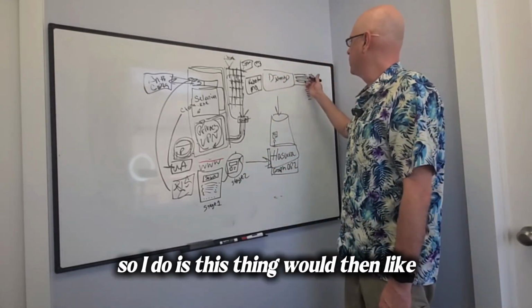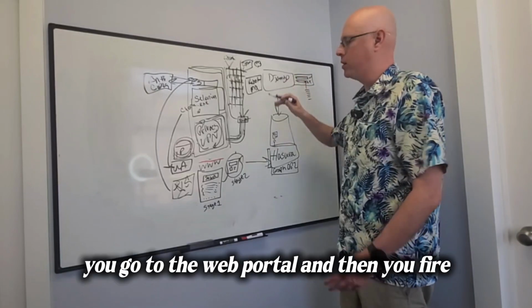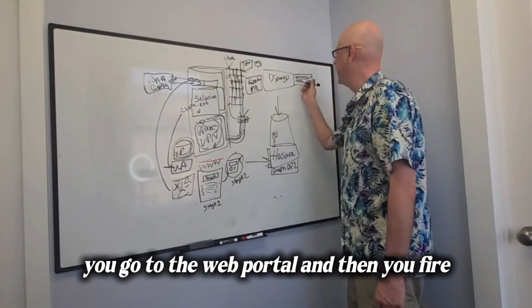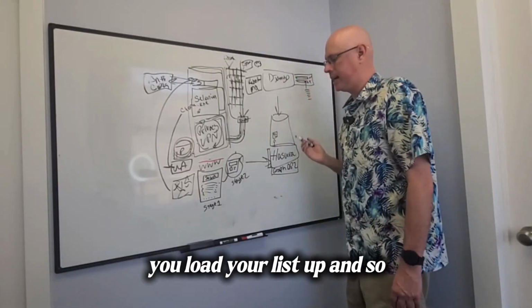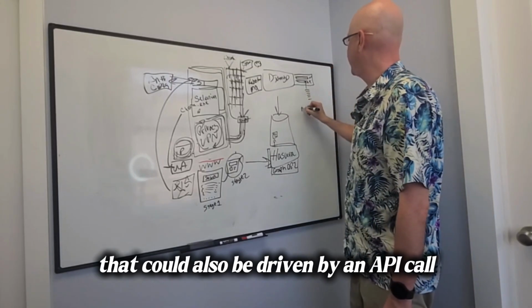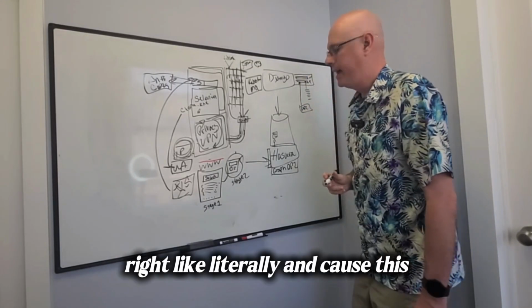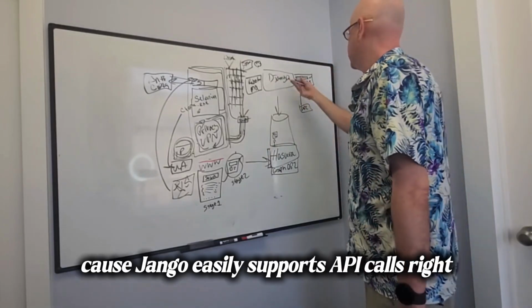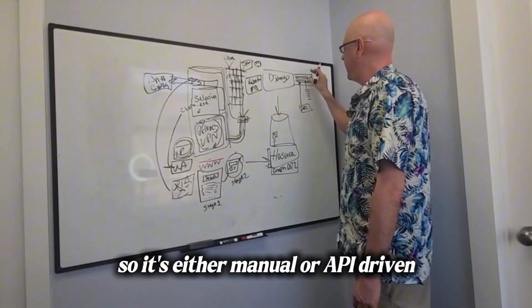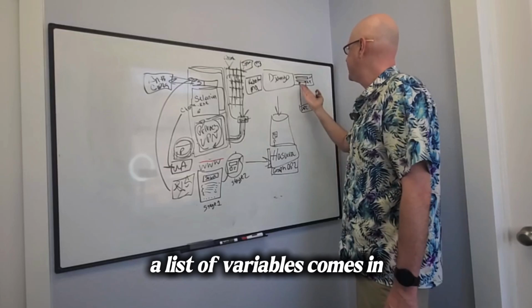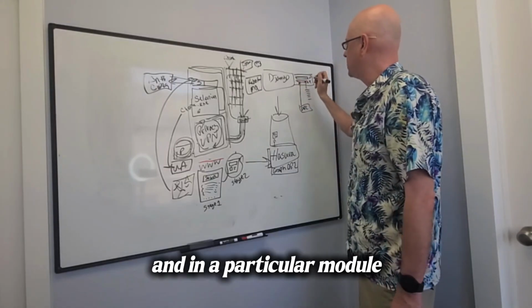So you go to the web portal, and you load your list up, and that could also be driven by an API call coming in from something else. Because Django easily supports API calls, it's either manual or API driven. A list of variables comes in and goes to a particular module.